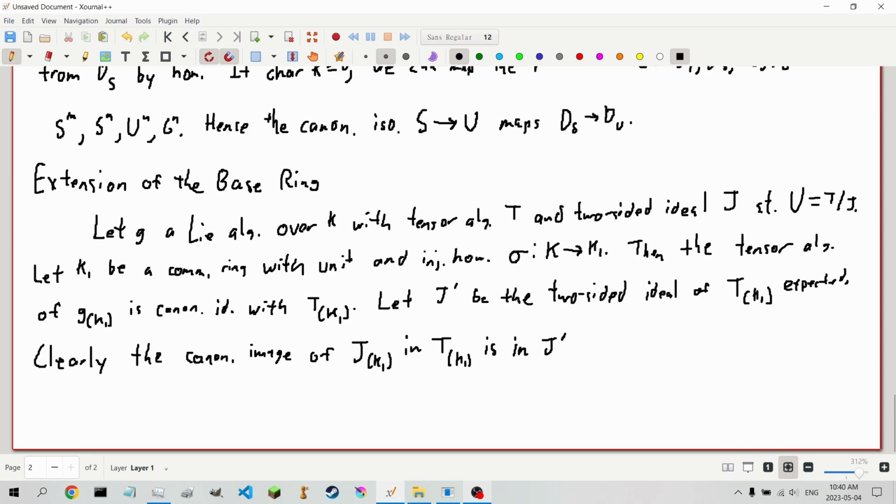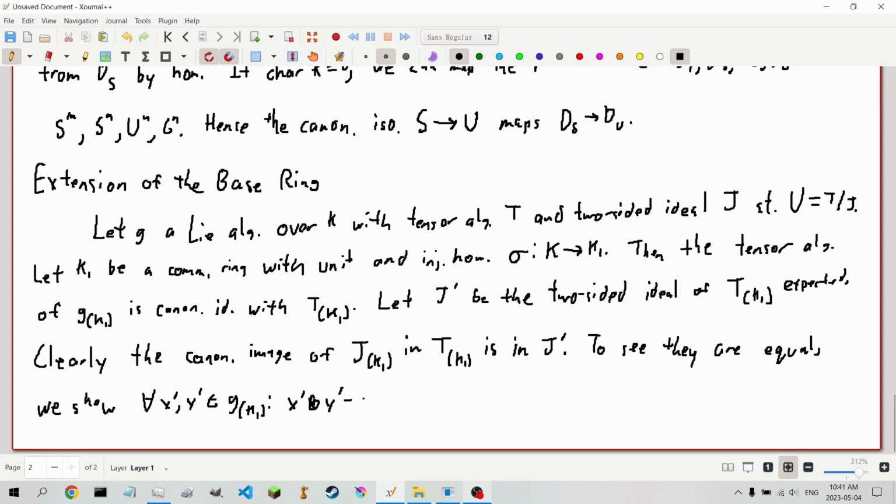And to see that they are equal, we will show that for all x prime and y prime inside of the extension of G, x prime tensor y prime minus y prime tensor x prime minus the bracket of x prime and y prime lies in this image. All right.